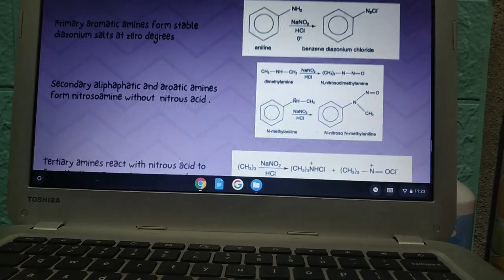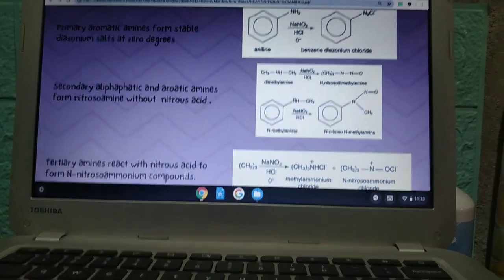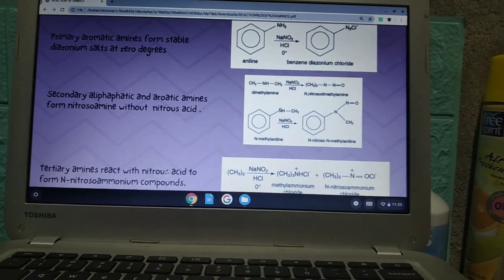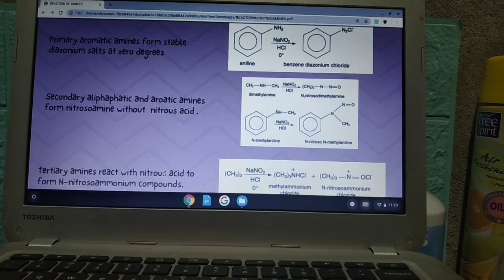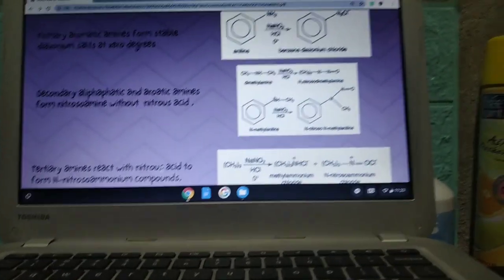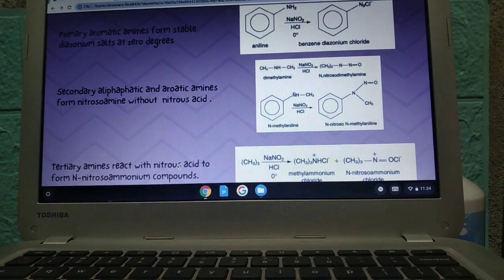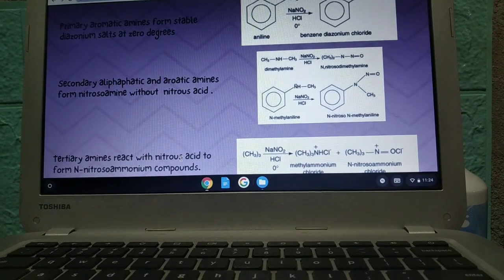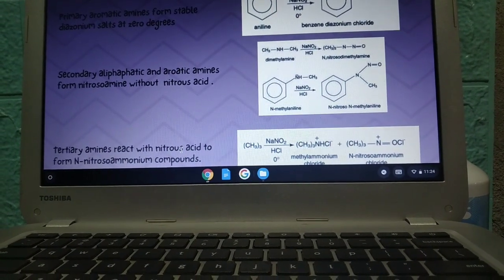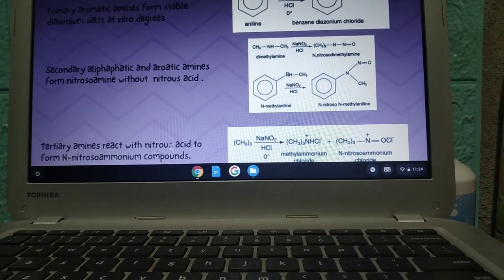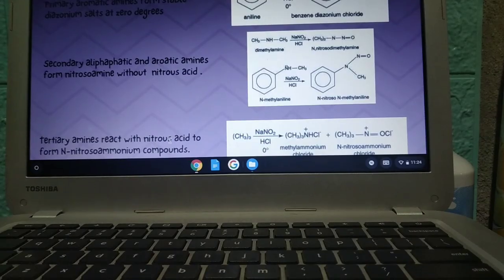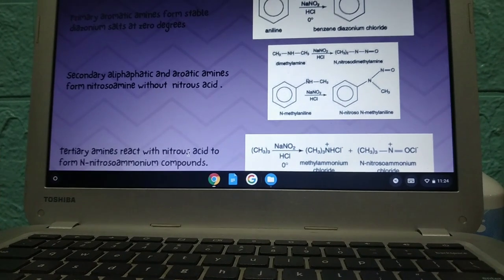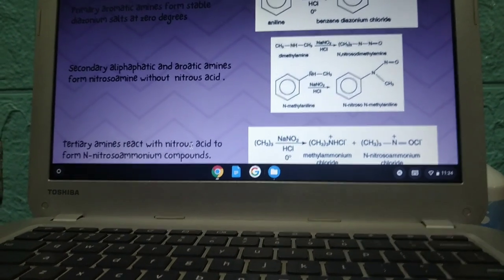For primary, secondary, and tertiary amines: primary aromatic amines form a stable diazonium salt at 0 degrees. Secondary aliphatic and aromatic amines form nitrosoamines with nitrous acid. The tertiary amines react with nitrous acid to form a nitrosoammonium compound.